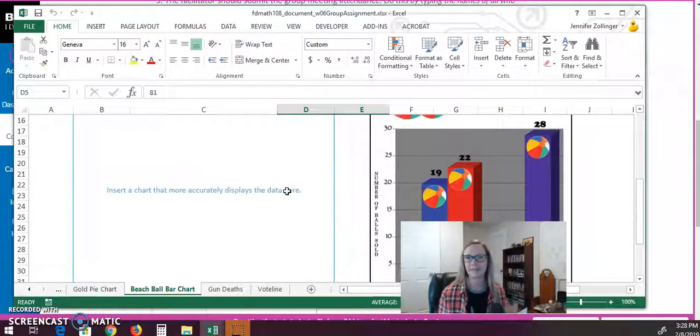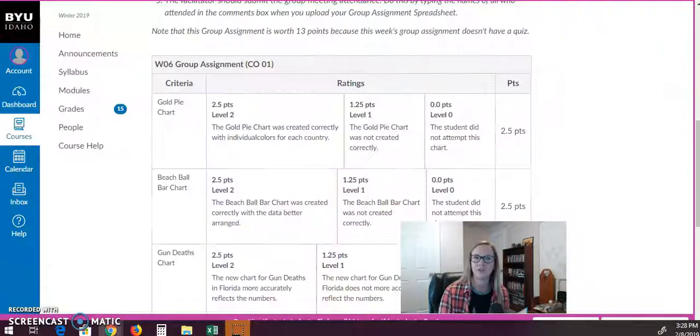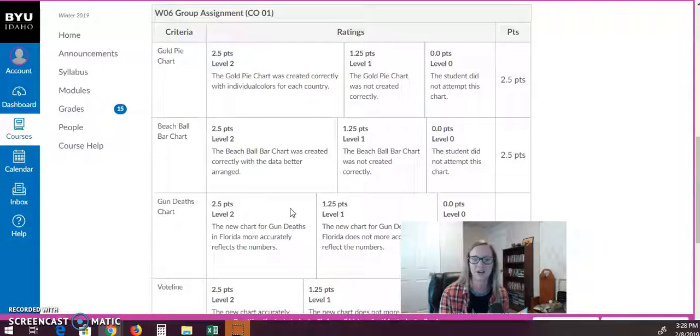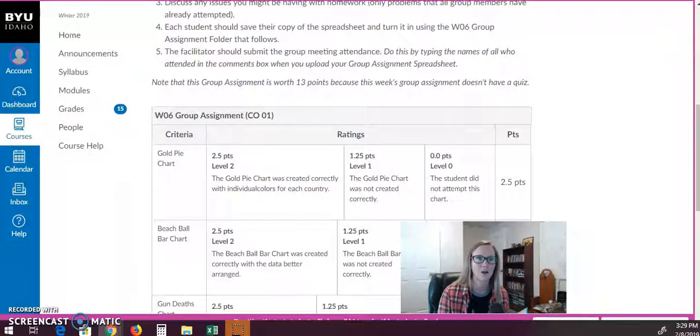Don't be afraid to completely change what type of chart or graph it is. On this one, that's what I recommend. A bar chart really wasn't the best way to represent the data, so feel free to use a different kind of chart or graph if you feel like that is going to represent the data better. That's what I'd recommend on this one. The rest of it is really pretty good. Just make sure, as you'll notice on the rubric, that they're created correctly, that they're better representations of the data, and just better charts and graphs. That's what I'll be looking for on those.